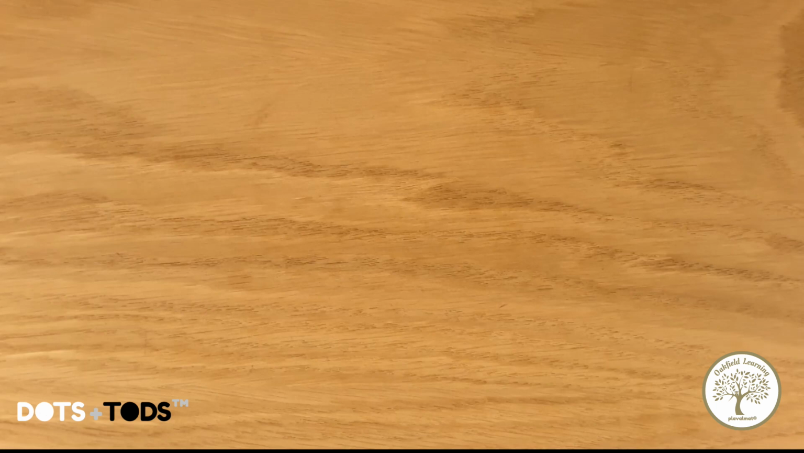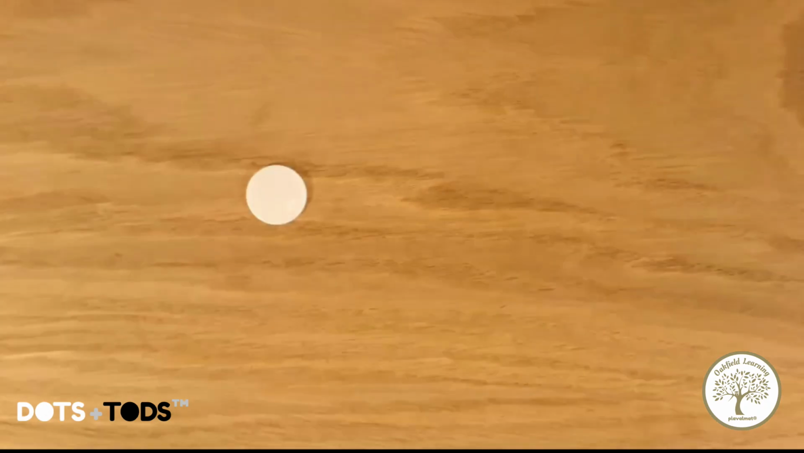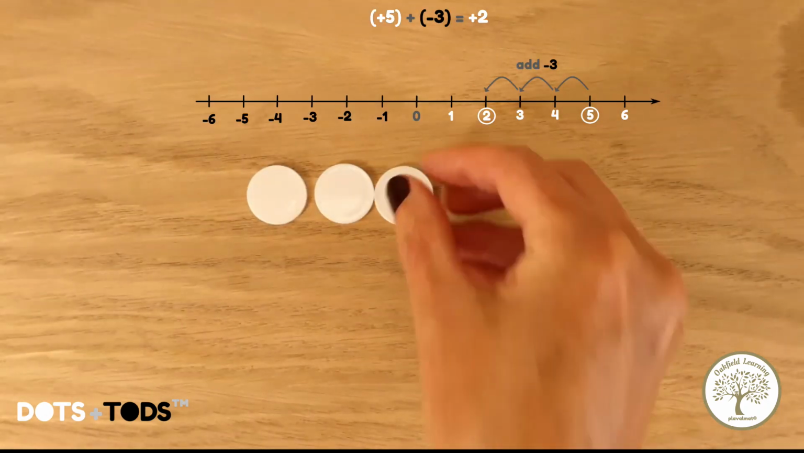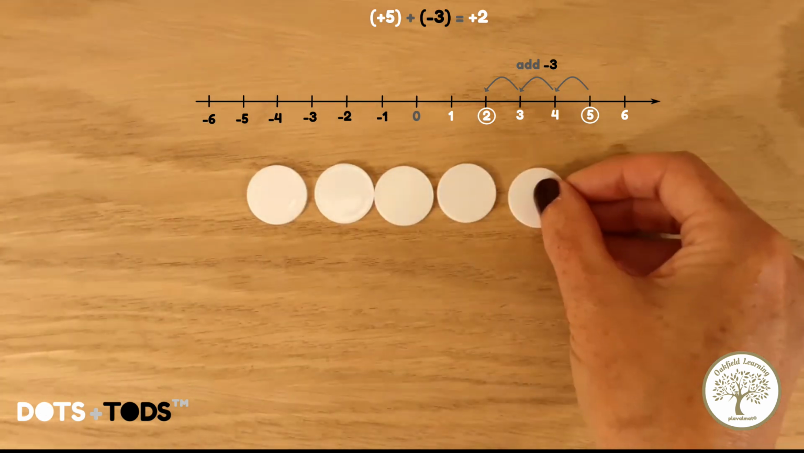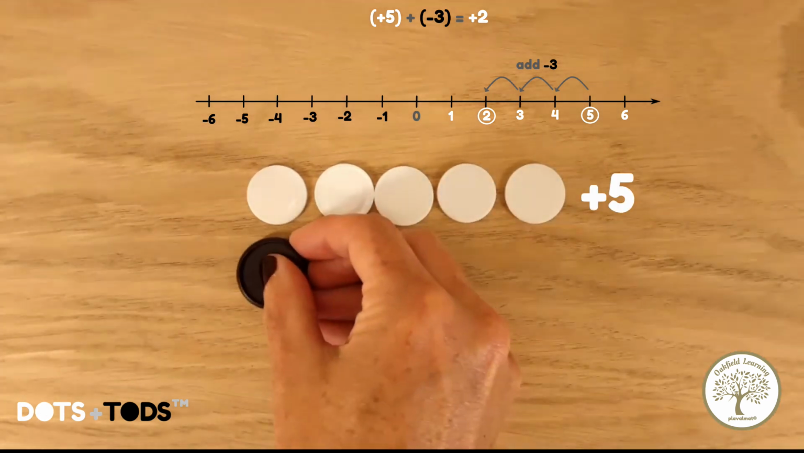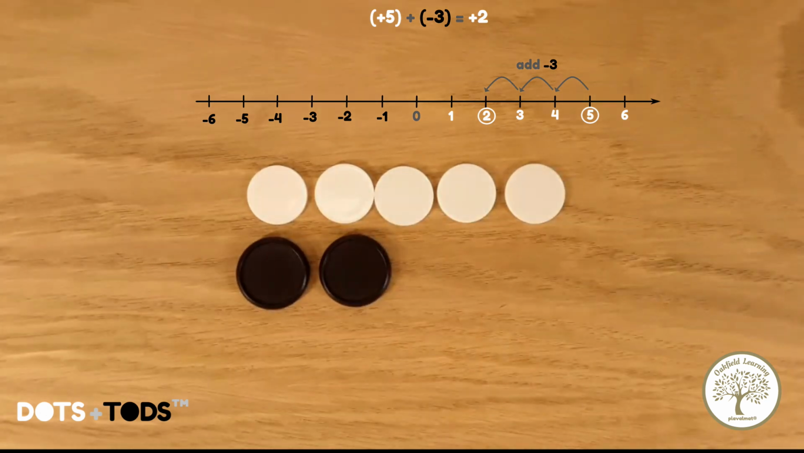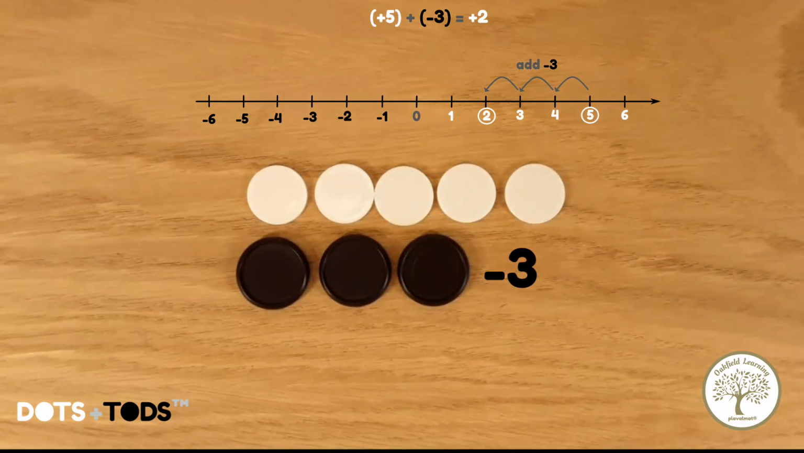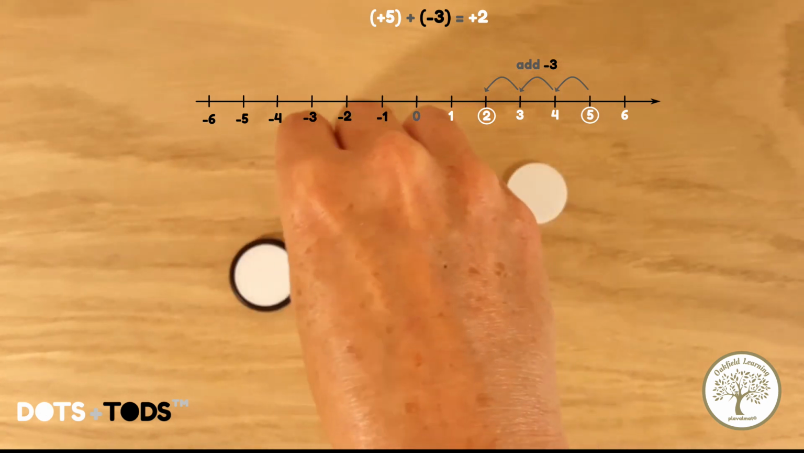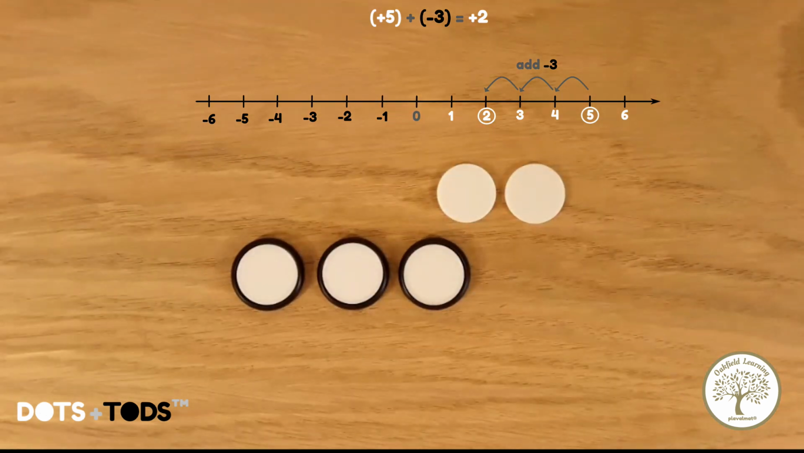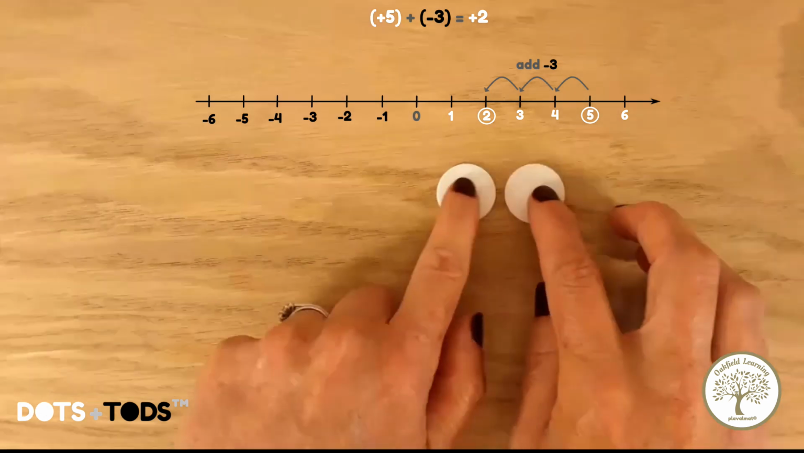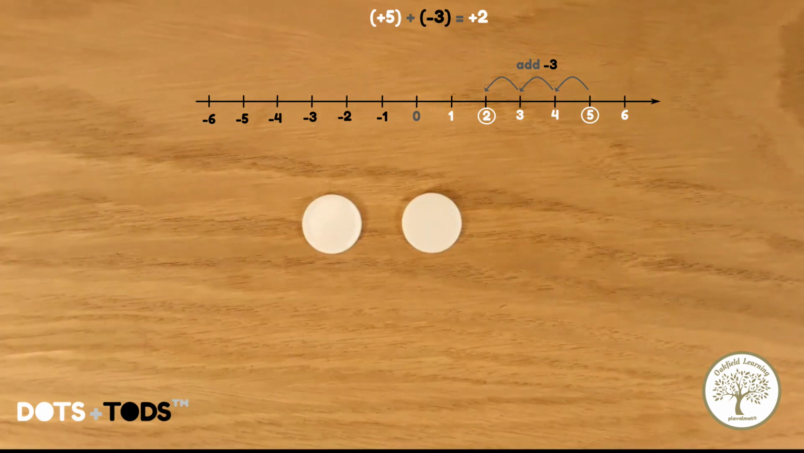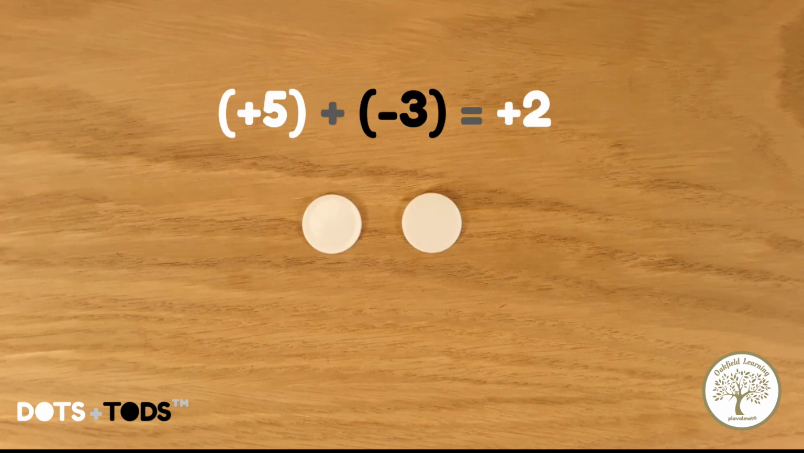Let's look at another example. +5 add -3. We'll represent the value +5 using 5 white dot counters. Now we're going to represent the value -3 with 3 black tod counters. We can see that we're able to make 3 sets of 0 pairs, and when we remove these, we are left with 2 white +1 dot counters with the value of +2. So we've solved the question, +5 add -3 is equal to +2.